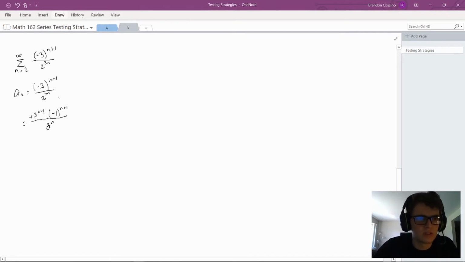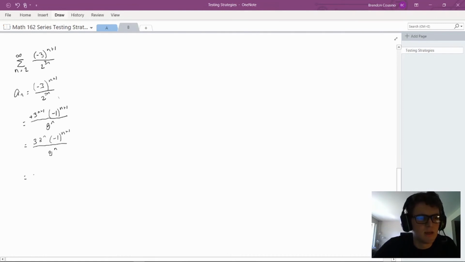Okay, and then there's maybe 2 more steps I'm going to do. So the first thing I'm going to do is break up my 3. So I'm going to have 3 times 3 to the n times my alternating term, which is negative 1 to the n plus 1, and then divided by 8 to the n. Okay, and then one last simplifying step just to make writing it down for the alternating series test easier.